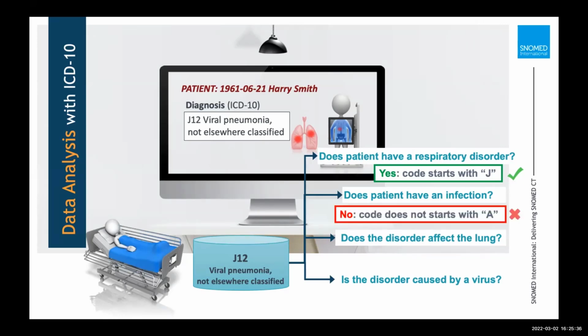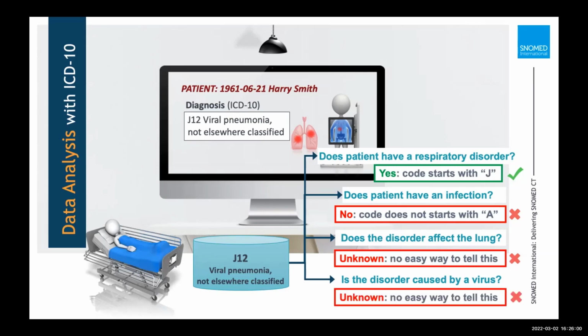Does the disorder affect the lungs? Well, pneumonia does affect the lungs, but as with the last query, the code J12 doesn't tell you which body site it affects, so we don't know that. And lastly, is the disorder caused by virus? Well, obviously, viral pneumonia is caused by virus, but there are no relationships in ICD-10 that can help you answer this question.